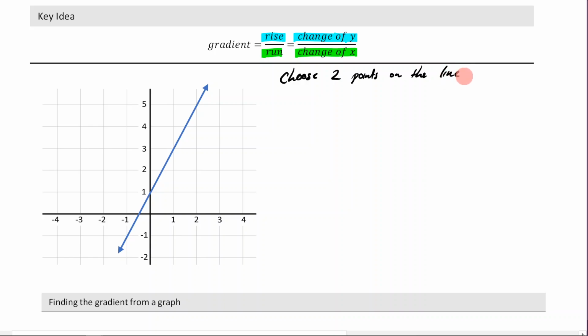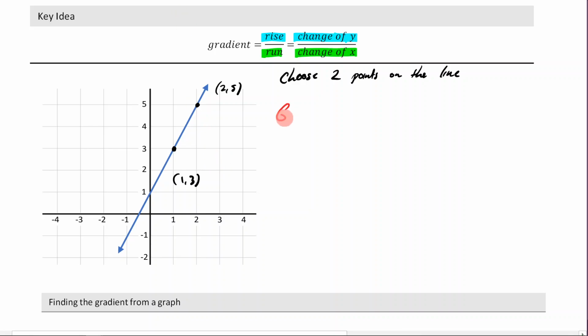Just make sure they're whole numbers. For instance, you wouldn't want to choose this point right here because I have no idea what that point is. But this point here, this is the point (2, 5). And let me just write that up here, (2, 5). And then let's choose another point. Let's choose this point here. And I'm choosing that point because it's got nice round coordinates. They're integer coordinates, which are nice. What I'm now going to do is find the rise and run of this.